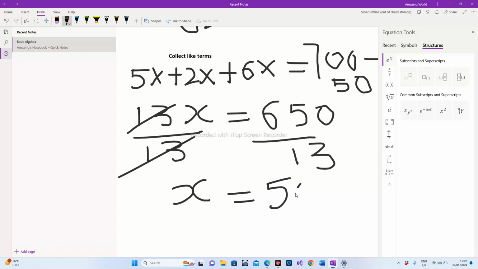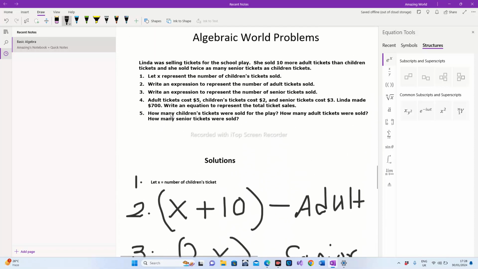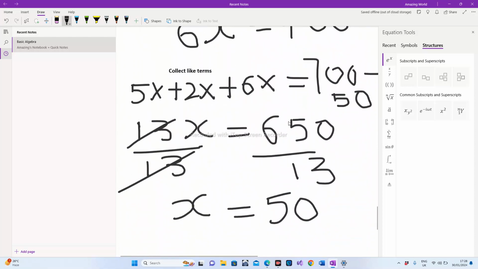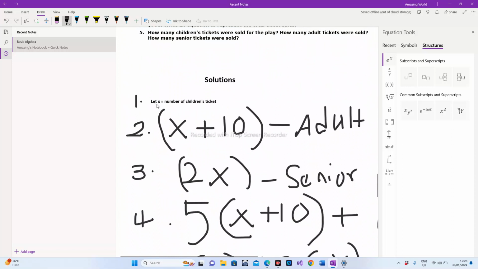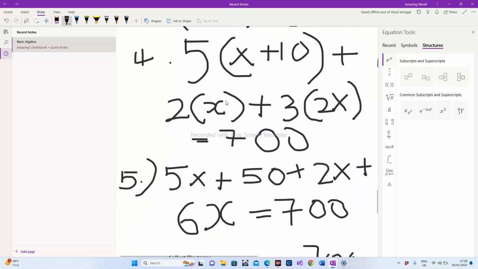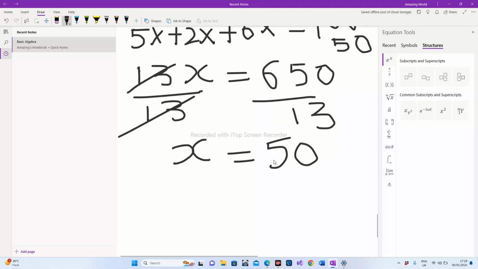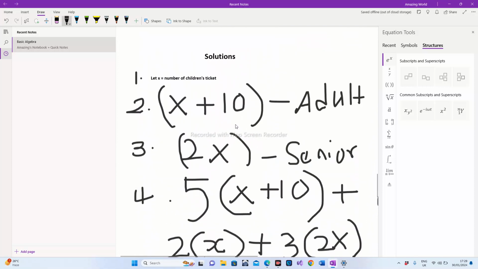When we divide 650 by 13, we get 50. Now remember that in our question we are being asked to find the number of children's tickets sold, the number of adult tickets, and the number of senior tickets sold. We have gotten our x to be 50, and in question 1 we said let x represent the number of children's tickets. So the number of children's tickets is 50.